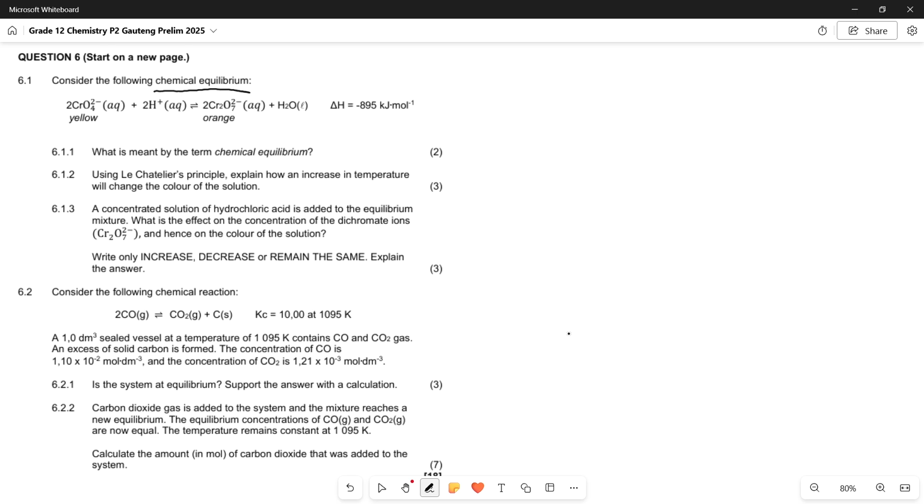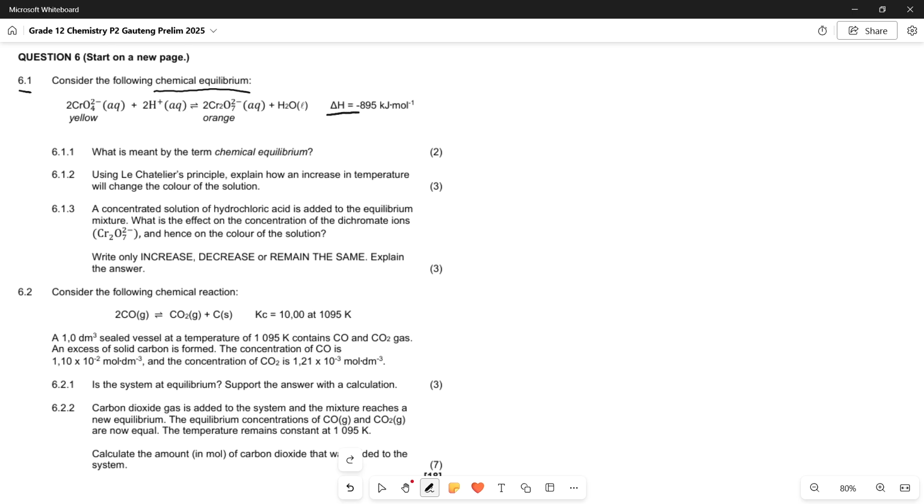So question 6.1 says, consider the following chemical equilibrium. So we have our 2CrO4 2 negative aqueous solution. They're telling us that the solution is yellow when there's more of this present. We also then have 2H plus aqueous solution, and we have our double arrows implying chemical equilibrium, which means that the reaction can go both ways, either forward or backwards. And then we have Cr2O7 2 negative, and when the solution is orange, there will be more of this present. And that is also an aqueous solution, plus H2O liquid is just a byproduct.